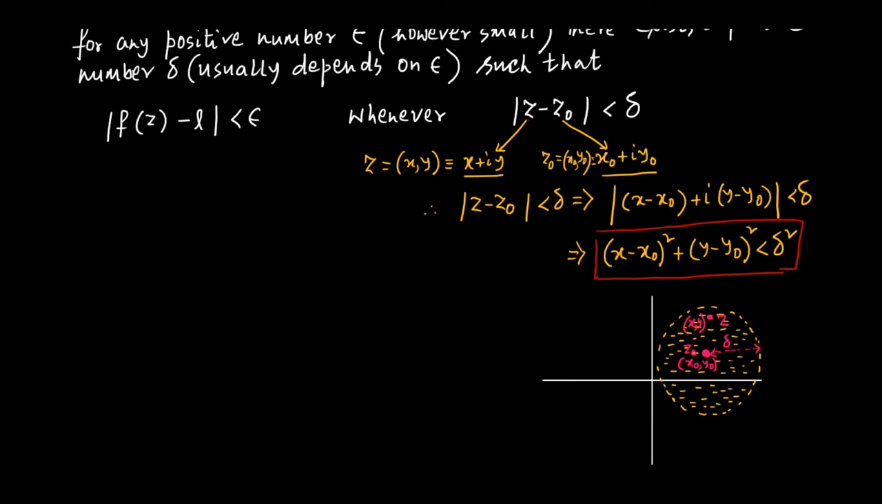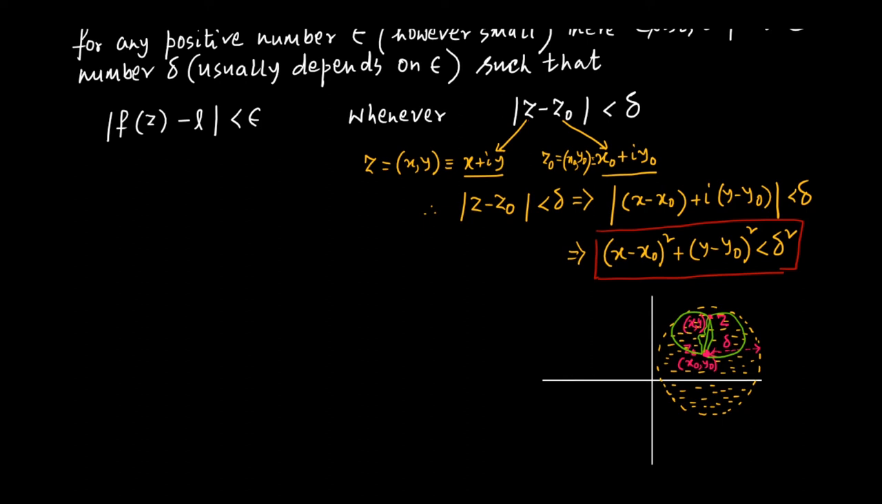Now remember, this variable point z can approach the fixed point z0 by any path. Means the approach path can be anything. The approach path can be something like this, something like this, something like this, something like this. The approach path can be a straight line.